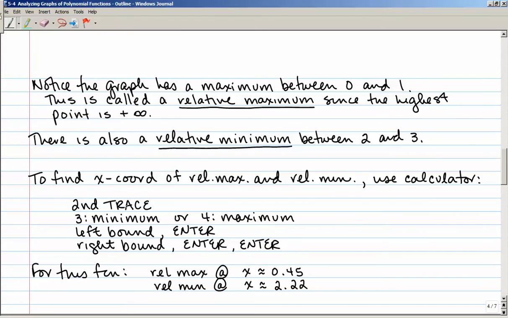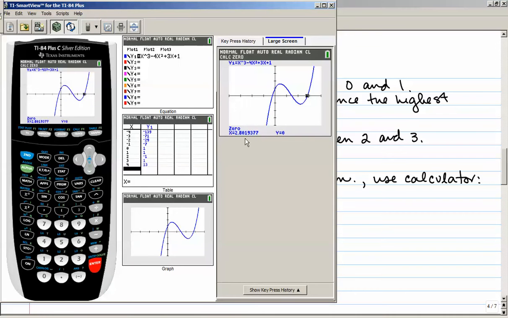Remember, that was our calculate menu. And depending on which it is, we're going to select 3 for a minimum or 4 for a maximum. Again, we're going to do our left bound, the left boundary we want to set, hit enter, the right boundary, and we'll hit enter and then enter again, and it will give us our relative max and min. Let me walk you through that.